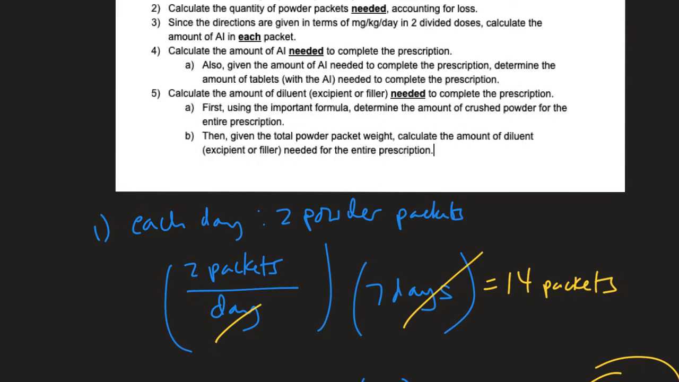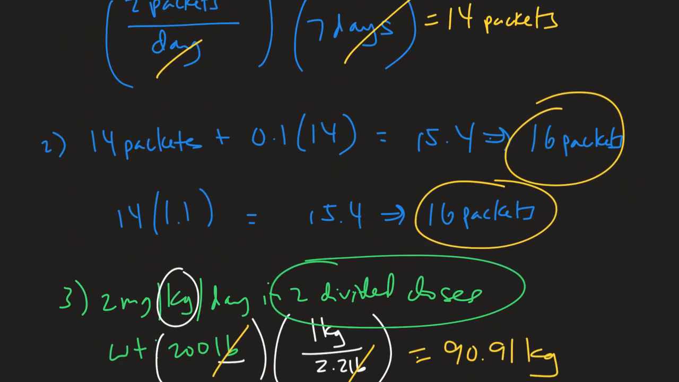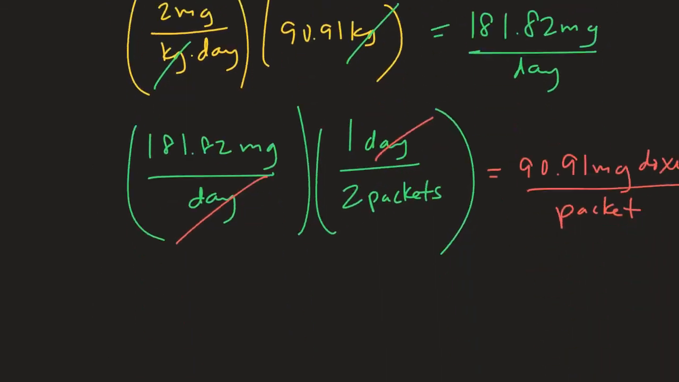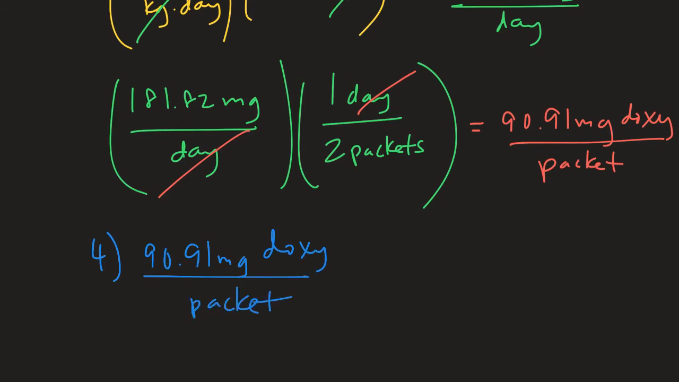So step 4, since we calculated the amount of AI in each packet, we're going to calculate the amount of each AI needed to complete the prescription. So we need 16 packets to complete the prescription. So that's step 4. Step 4 is 90.91 mg of doxycycline per packet. We know we're making 16 packets.